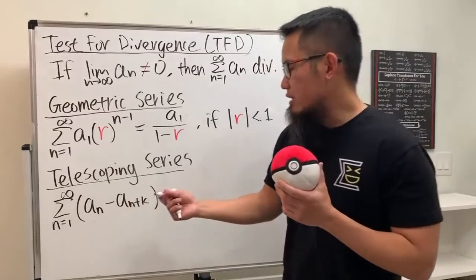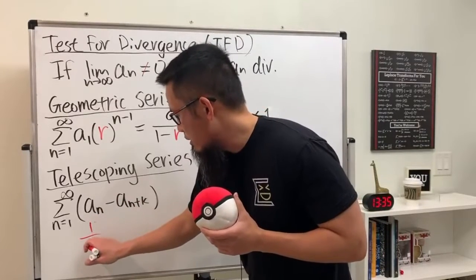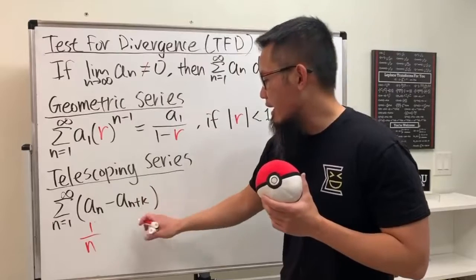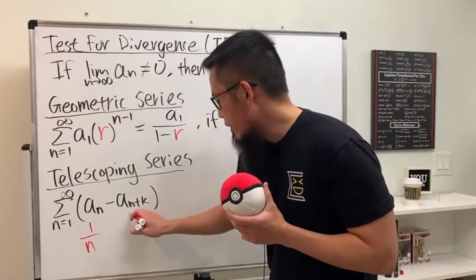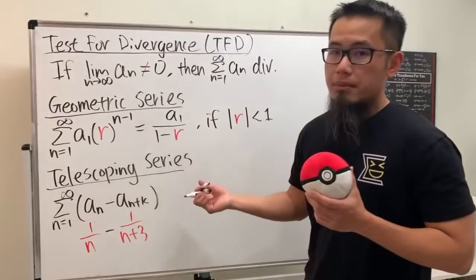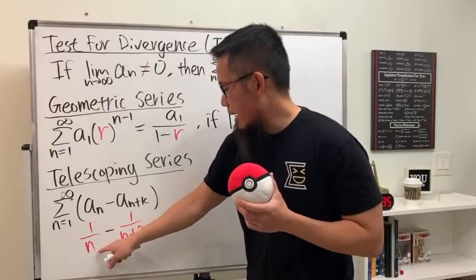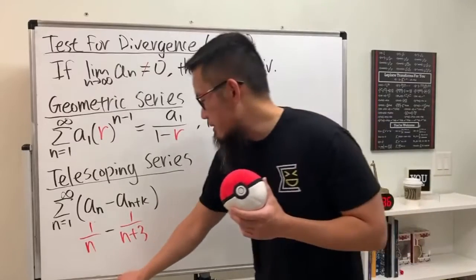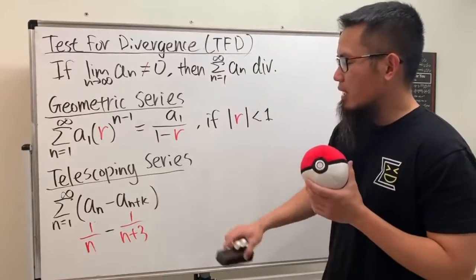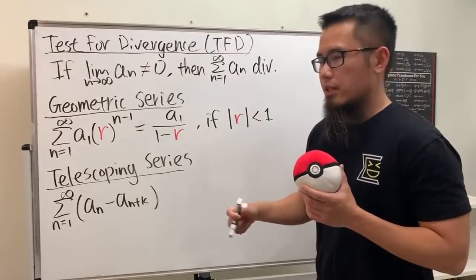So usually you will see things like, for example, an is equal to 1 over n, and then an plus k. If k is equal to 3, then you are talking about 1 over n plus 3. And in the middle is subtract. So as you can see, they are the same kind, but they are just off by 3 terms. And sometimes the expression can be slightly crazier, but this is the idea. Now once you have this, you're just going to write down a few terms and then just cancel things out.